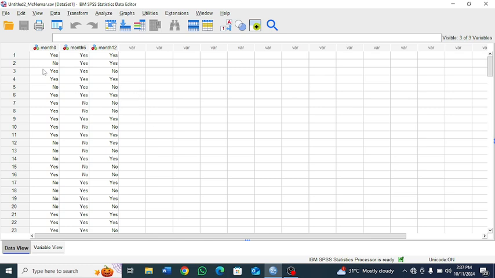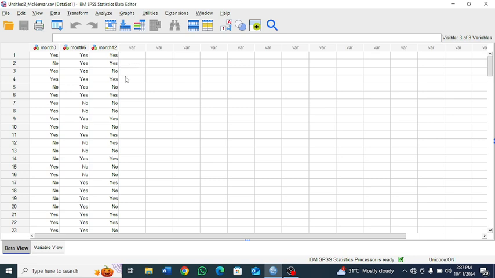Today we want to look at how to determine whether there is a significant difference between three groups in which the data are categorical in nature. So what tests do you perform to determine whether there is a significant difference between three groups?